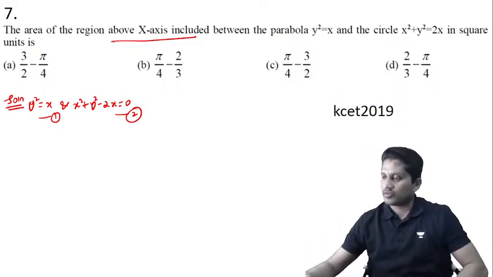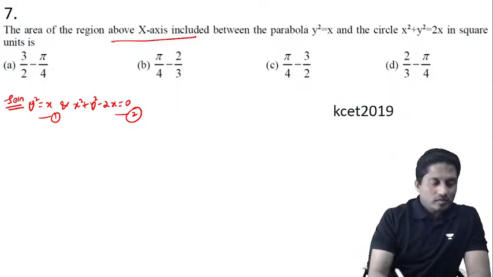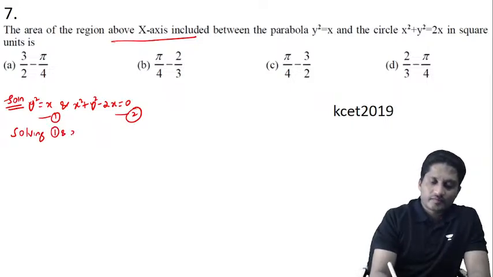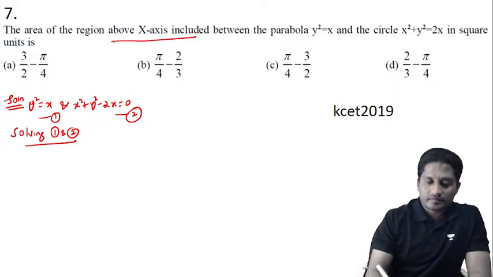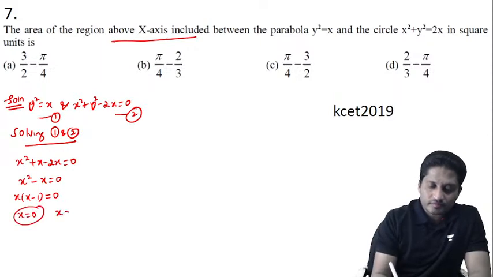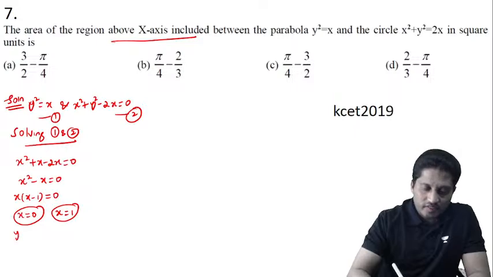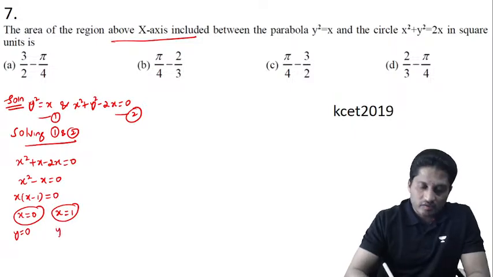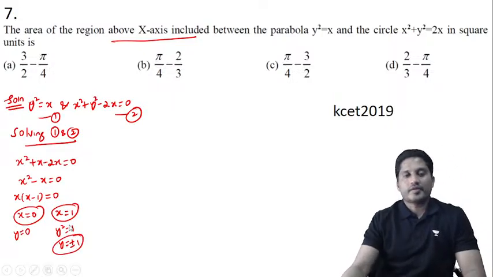If I solve equations 1 and 2, you take the value of y square and substitute, you will get x square plus x minus 2x is equal to 0. That is, x square minus x is equal to 0. Take x common, x into x minus 1 is equal to 0. You will get x is equal to 0 and x is equal to 1. If x is equal to 0, y square will be equal to 0. If x is equal to 1, y square is 1, you will get y is equal to plus minus 1. Okay, that's the point of intersection.